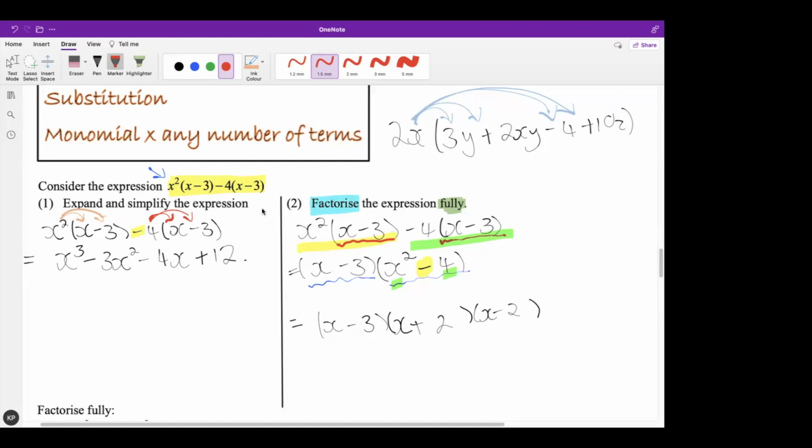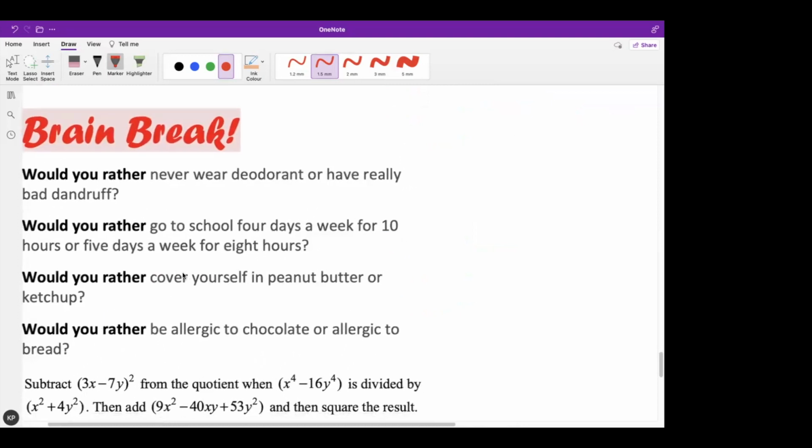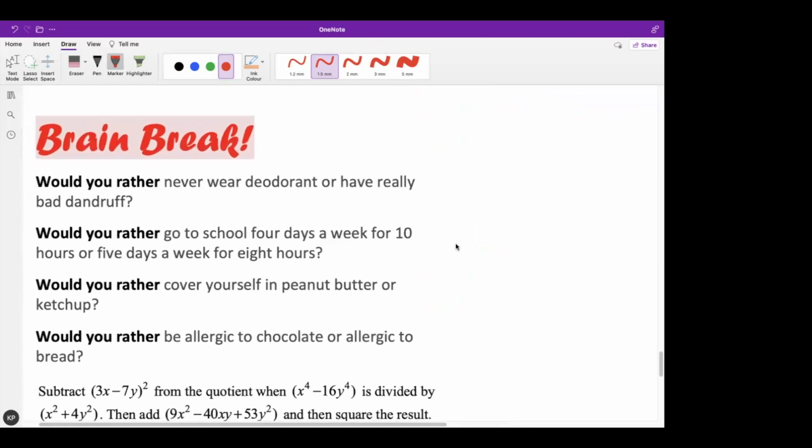Okay, let's take a quick brain break and then we're going to do one more question and then call it a day. Right. Would you rather never ever wear deodorant again or have terrible dandruff? This I have to hear. So you either never wear deodorant or you have bad dandruff. Which one would you rather have?